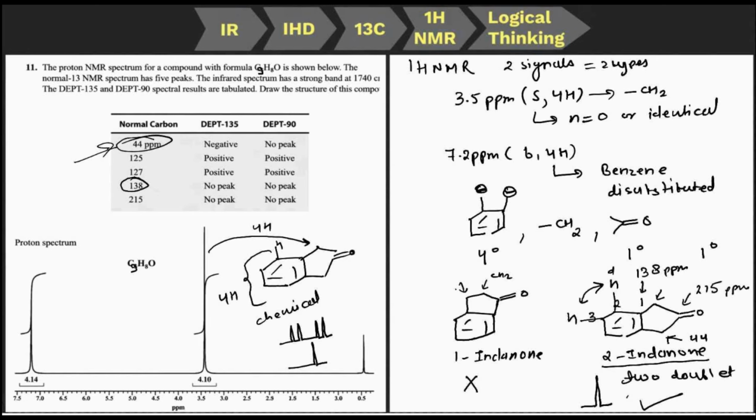And the chemical formula. So how many carbons are there? 6, 7, 8, 9. How many hydrogens are there? 4, 5, 6, 7, 8. 8 hydrogens, 1 oxygen. Okay, so it is consistent with the molecular formula, 1H NMR and 13C NMR. Therefore, the correct structure is 2-indanone.